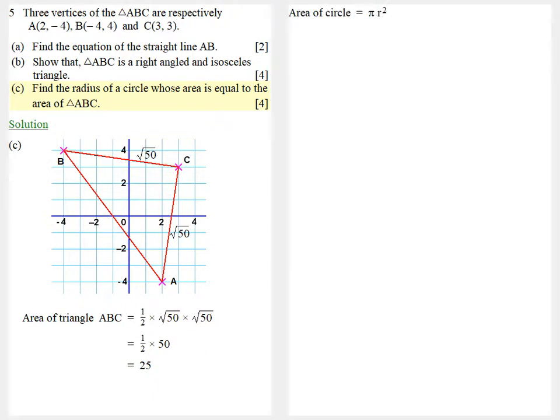Now we know the area of a circle is pi r squared, so that tells us pi r squared is equal to 25. So r squared is equal to 25 over pi, and r is equal to the square root of 25 over pi. Now we can leave that as our answer, but if we work it out, that comes out to be r equals 2.8209, or rounding it off to 3 significant figures, the answer is r equals 2.82.